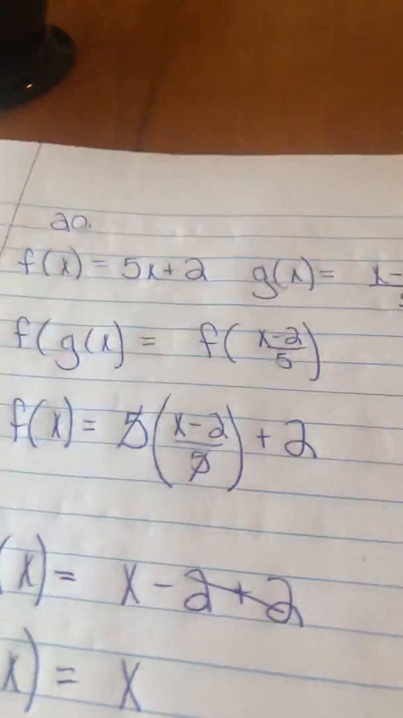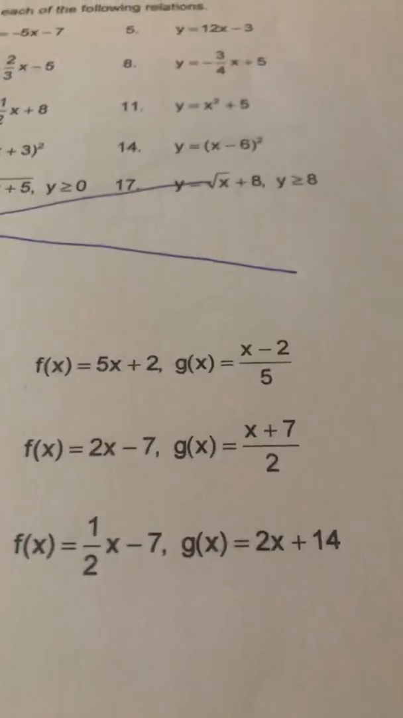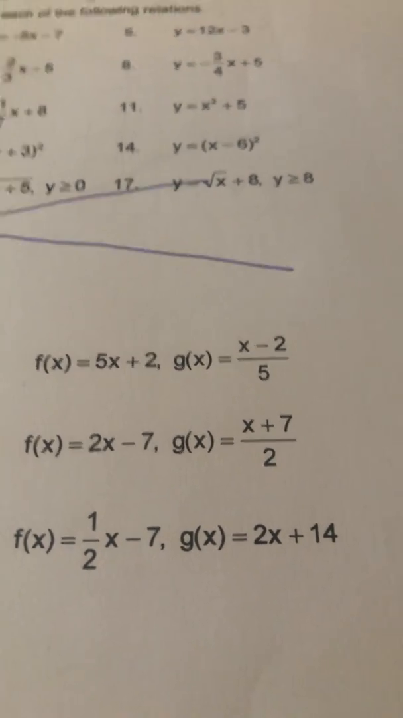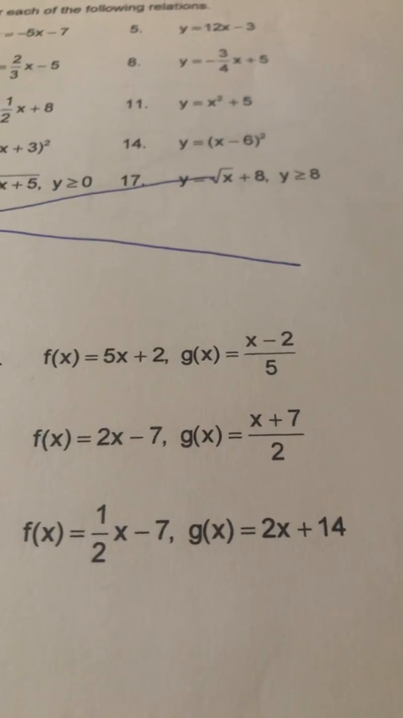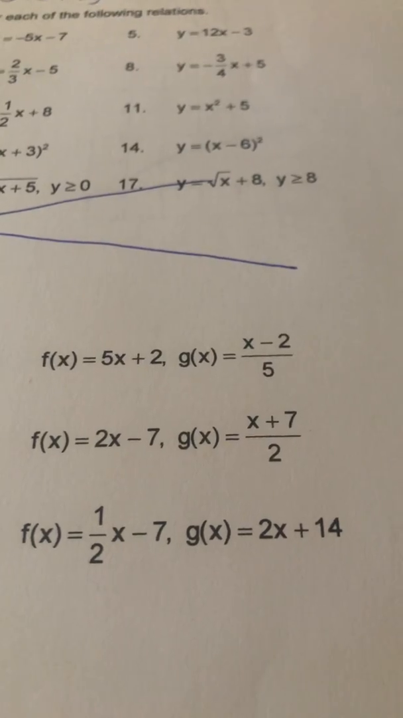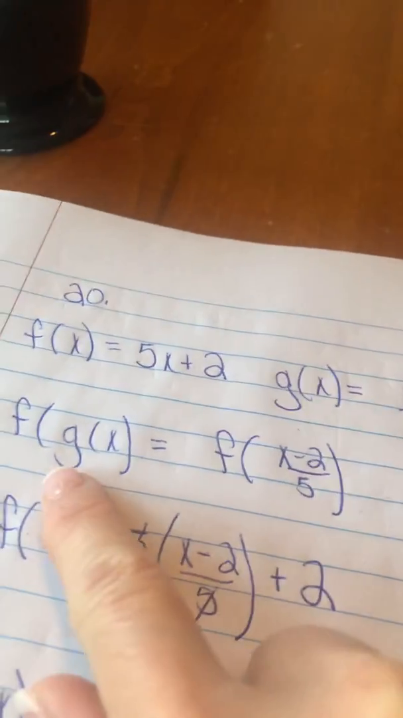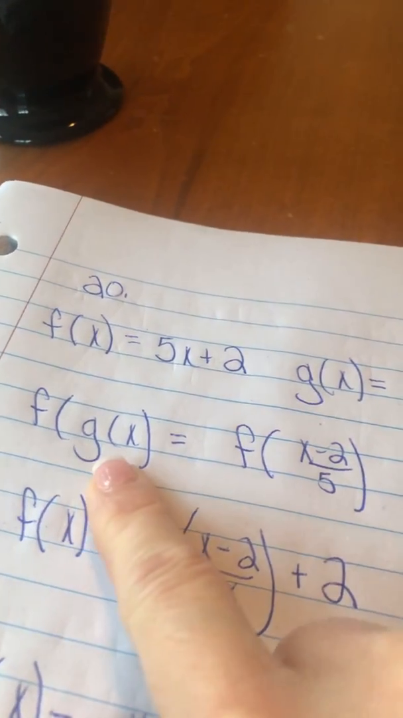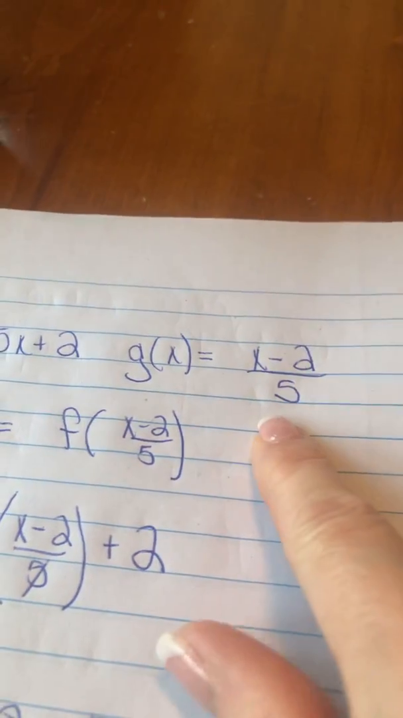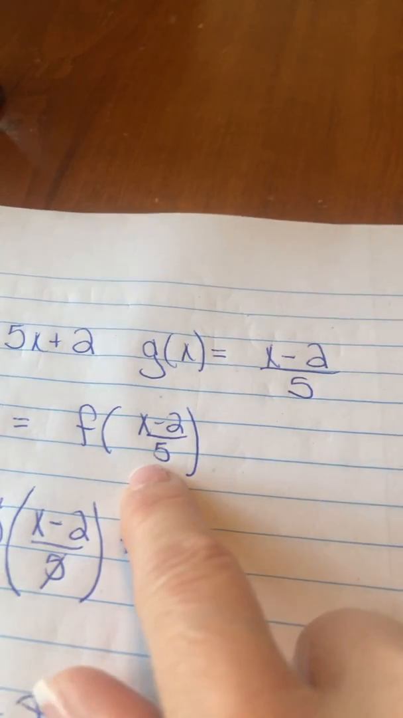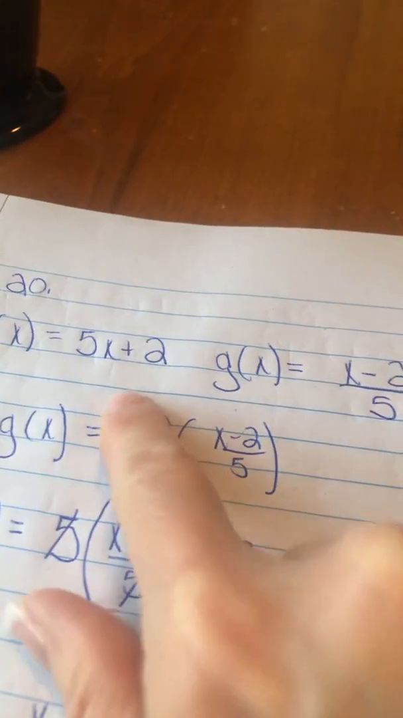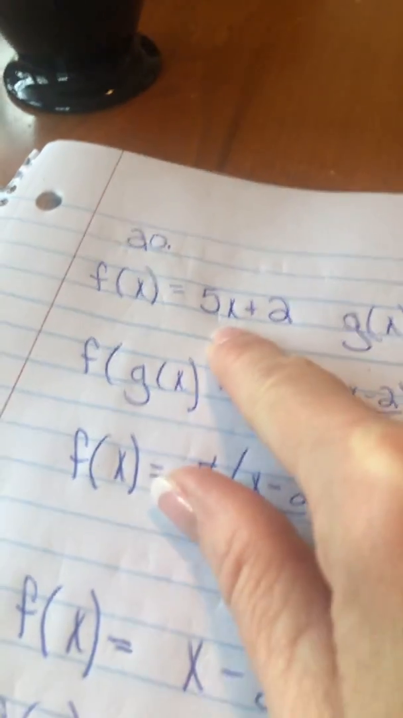Now, let's go ahead and take a look at number 20. We have f of x is equal to 5x plus 2, and g of x is equal to x minus 2 over 5. Once again, we're going to use the composition f of g of x, which means we're going to take the g of x function, which is x minus 2 over 5, and put that in for the x in our f of x function.